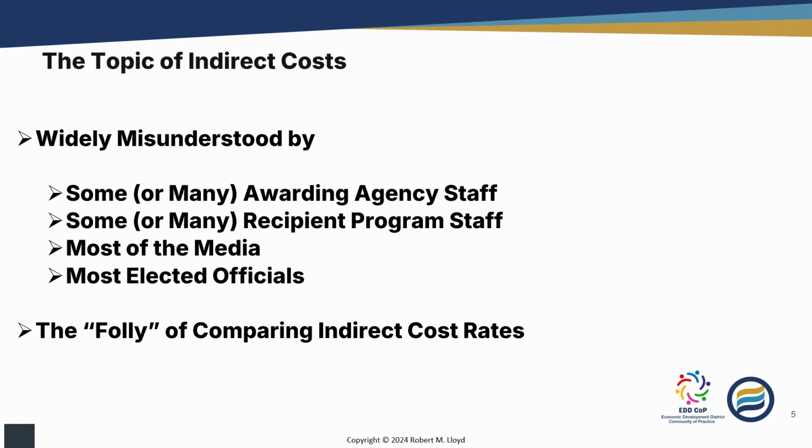Many awarding agency personnel, that is at the federal level, are fond of saying to grantees, your indirect costs are too high. To which the response might be, compared to what? Because comparing indirect cost rates from one organization to another is really a fool's errand. You have to know what goes into the calculation for the individual organization. And while there may be some comparability among organizations, particularly among regional organizations who are members of NATO, that is not something that is easily done.